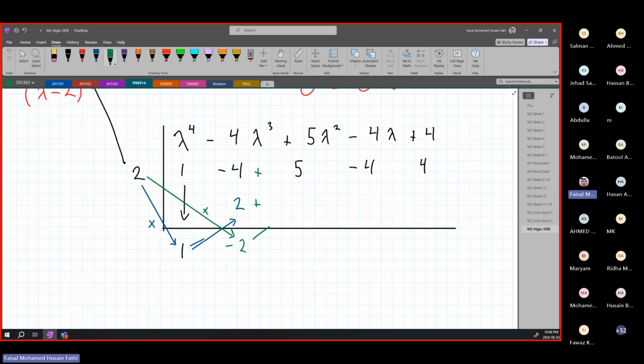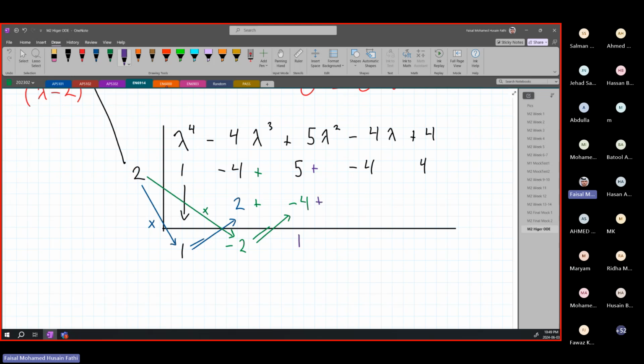And the answer is going to be written here. So 2 times negative 2 gives us negative 4. And then we're going to add these two numbers. So 5 plus negative 4, which means 5 minus 4, which is 1.